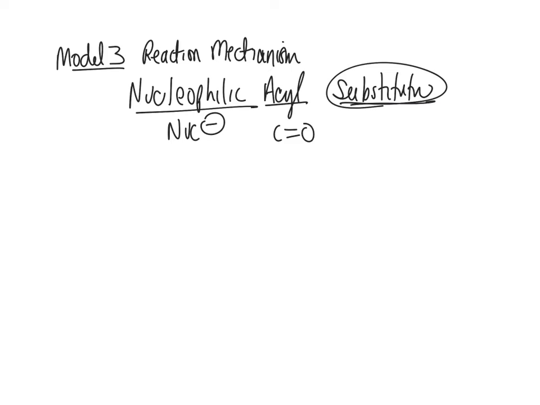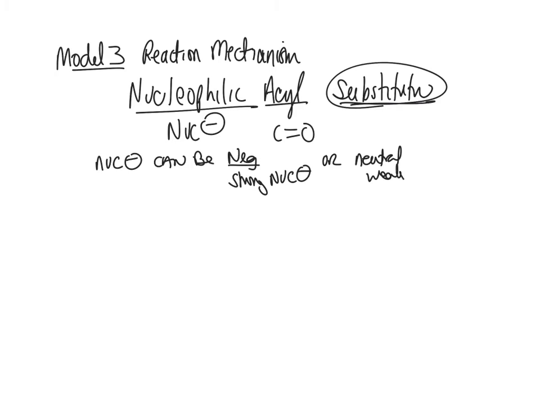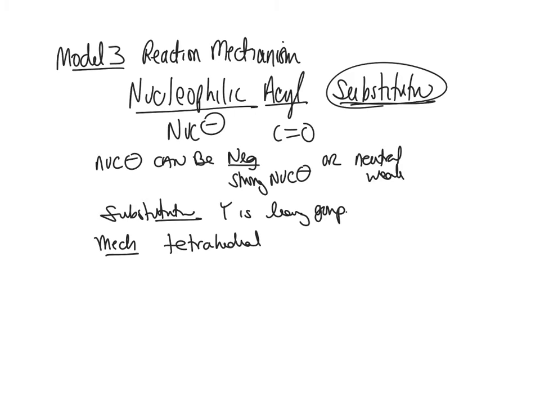So in the reaction of carboxylic acid derivatives, the nucleophile can be either negative, which means a strong nucleophile, right? Or it can be neutral, and neutral would be a weak nucleophile. Substitution occurs because Y is a leaving group. You've seen this with the Grignards, with the esters. The mechanism always occurs via a tetrahedral intermediate. And I want to see that, folks.